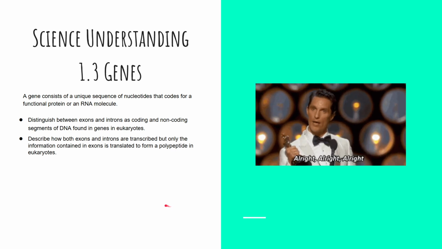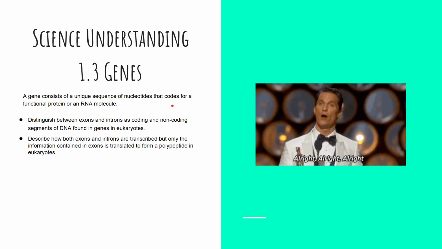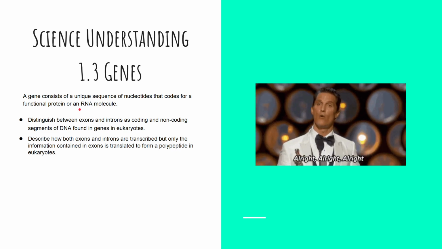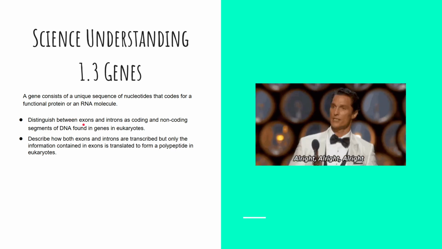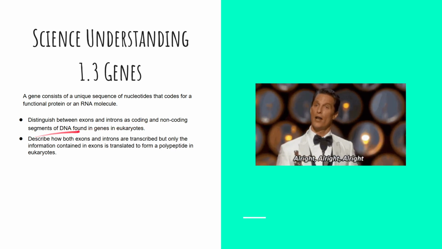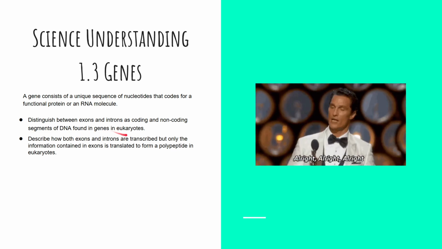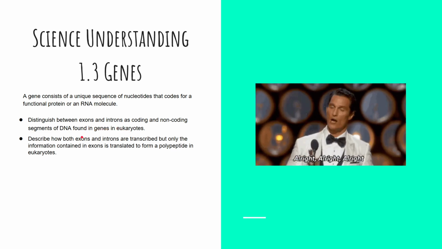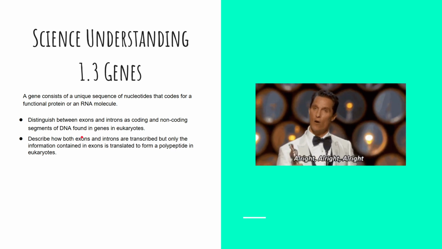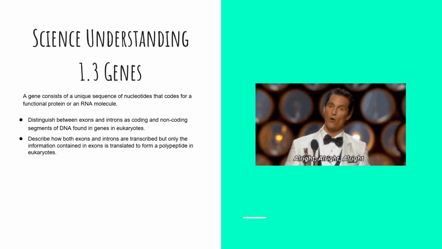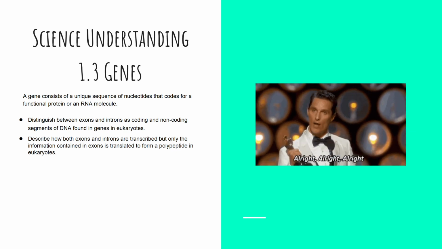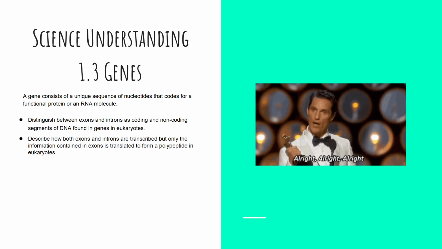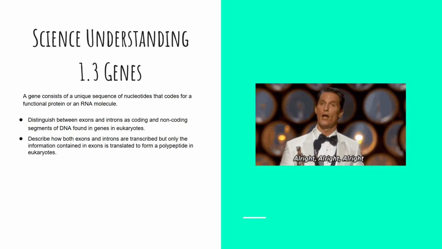What you needed to take away from that is that a gene consists of a unique sequence of nucleotides that codes for a functional protein or an RNA molecule. We can distinguish exons and introns as coding and non-coding segments of DNA found in genes in eukaryotes, and describe how both exons and introns are transcribed, but only the information contained in the exons is translated to form a polypeptide in eukaryotes. Transcribed means it can be copied, but once it is translated to make our protein, only the exons are present. We'll go over more in class.